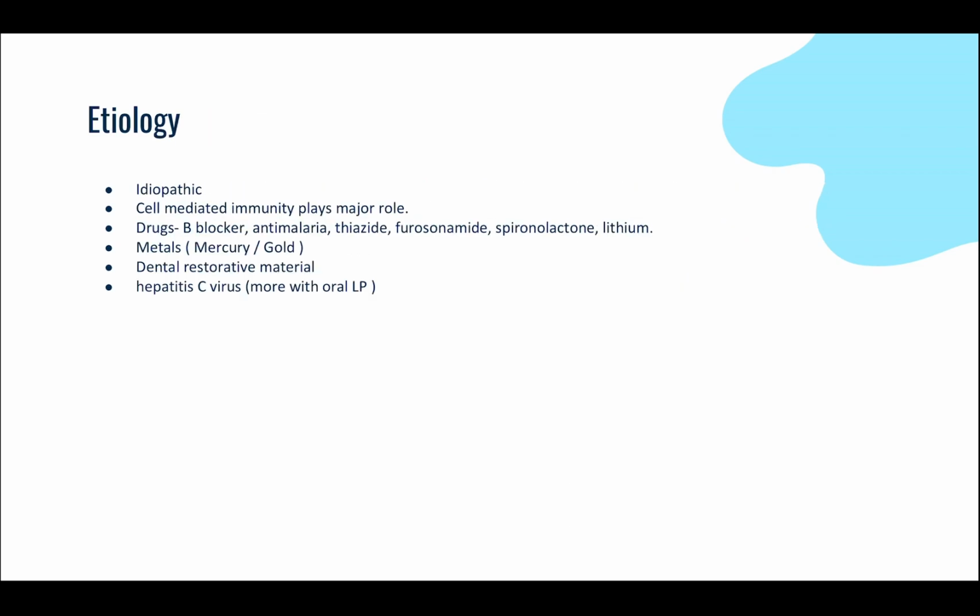For the etiology, it is mostly idiopathic, but it can be triggered by some drugs such as beta blockers, anti-malarials, thiazide, furosemide, spironolactone, and lithium, as well as the exposure to some metals such as mercury and gold. Another trigger is the dental restorative material, and if you find the patient having these, you might ask the patient to change it. And lastly, the hepatitis C virus, and this is more commonly with the oral lichen planus.